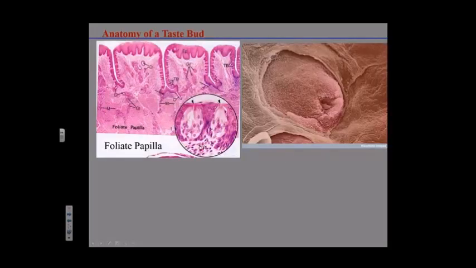So here is a foliate papillae, and the taste pores. So if you do a high magnification, you can see maybe a taste pore at the edge. And you see three cell types that were mentioned earlier are in here. And here's some ducts leading into the crypts, washing away the solution that was exposed, that contained stuff that you put in your mouth.